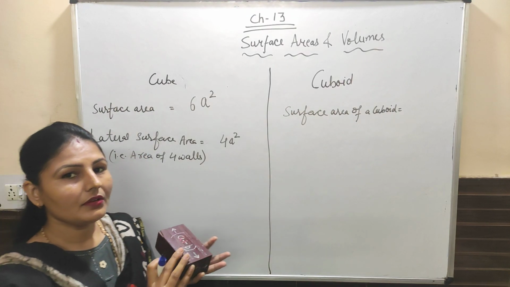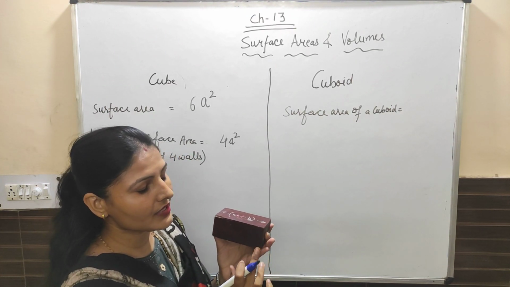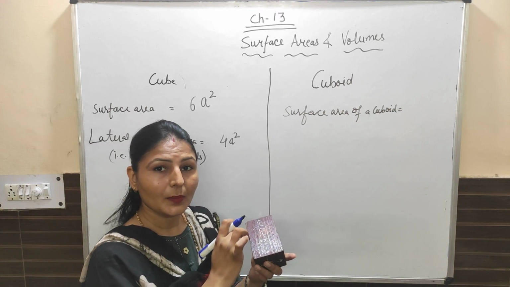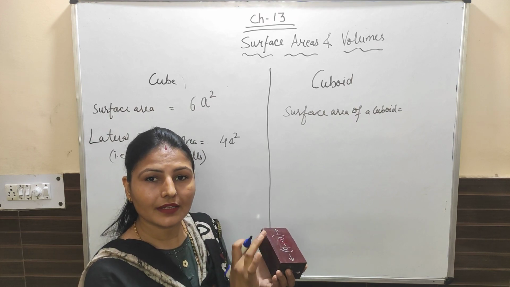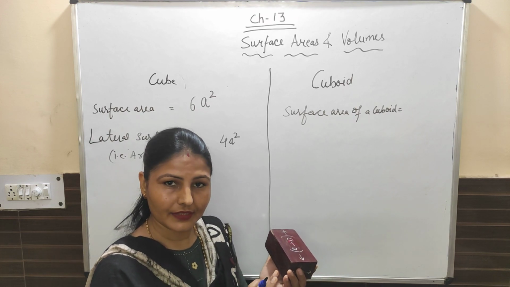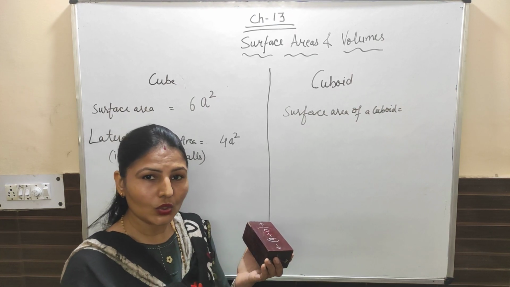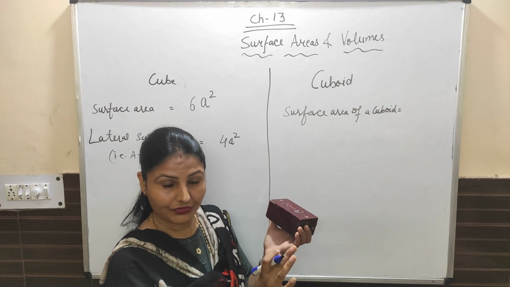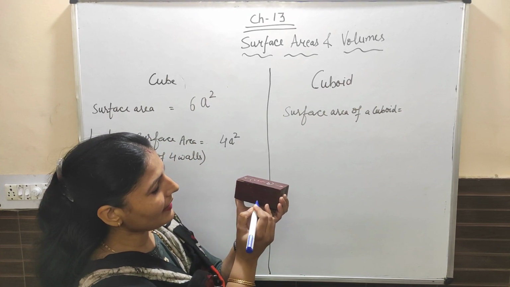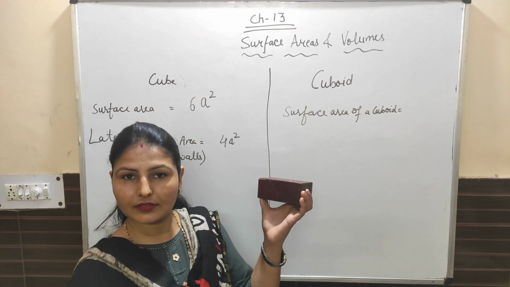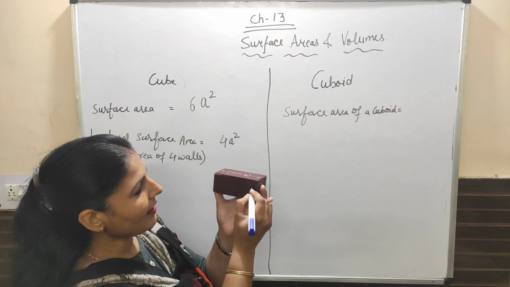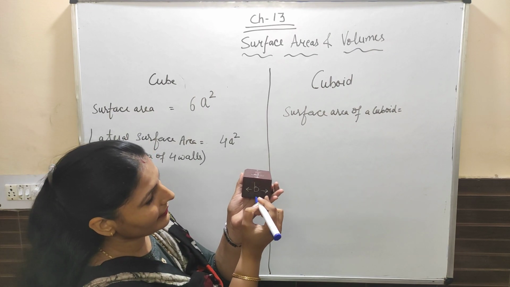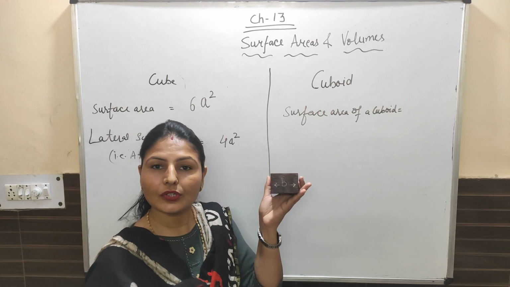In a cuboid, we have rectangular faces. Length, breadth, and height are all different in the cuboid. In a cube, all sides are equal, but in a cuboid, all sides are different. Suppose this is L, the length of the cuboid. This is the height, and suppose this is the breadth, the width of the cuboid.